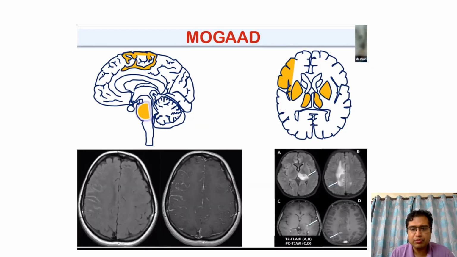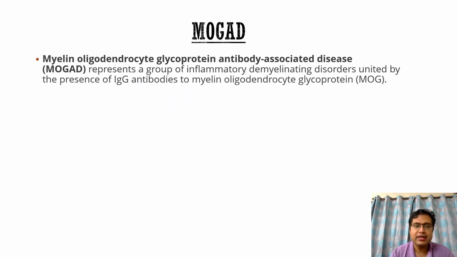So this typical distribution of the lesions, that is in the brainstem, in the deep gray matter and the focal cortical region, is typical of MOGAD, that is myelin oligodendrocyte glycoprotein antibody disease. It can also present with focal leptomeningeal enhancement and fever. So these lesions have a typical distribution as acute disseminated encephalomyelitis. MOGAD represents a group of inflammatory demyelinating disorders which is united by the presence of IgG antibodies to myelin oligodendrocyte glycoprotein, or MOG.